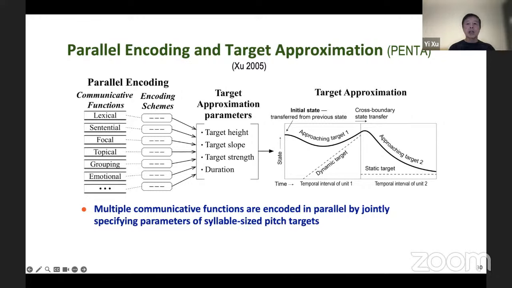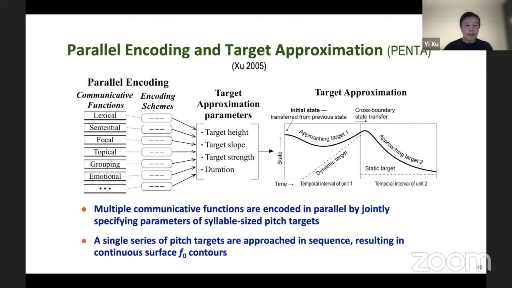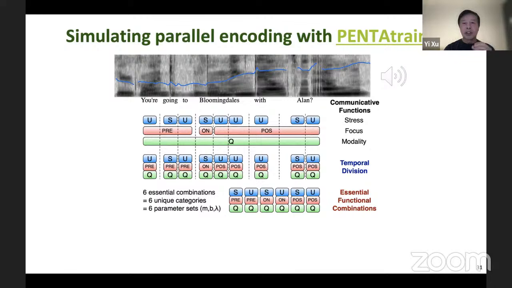So one thing we do share with the AM theory and nuclear tone analysis is that at the articulation level, we assume everything is linear, meaning that for every location, you can have only a single articulatory target for pitch. And for a vowel, you can have a single articulatory target for the vowel. So in this model, multiple communicative functions are encoded in parallel by jointly specifying parameters of syllable-sized pitch targets. In other words, all of them exert influences on these parameters. And that's how these parameters get their values. But once they get their values, you are left with a sequence of them. Now, with this notion, we can make it feasible. That is, you can actually implement it in a model.